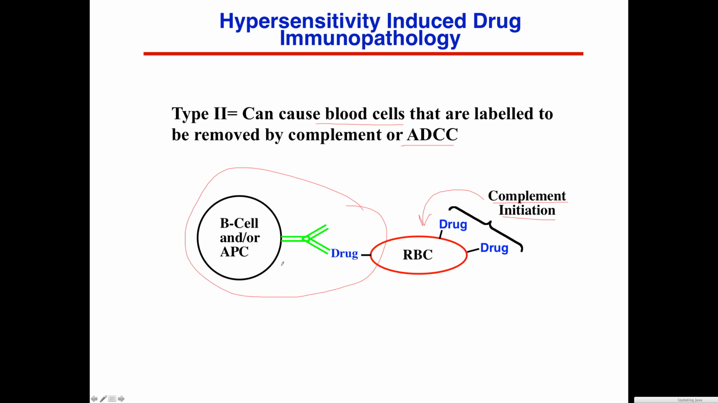B cell, you have APCs, antibody, ADCC can occur, right, and destroy the red blood cells. And as we've seen, complement initiation can occur where you get antibodies bound. Antibodies can bind to the drug. If lots of drug is on there, then antibodies can bind there, and you can get initiation of complement, both of which will destroy the red blood cell.